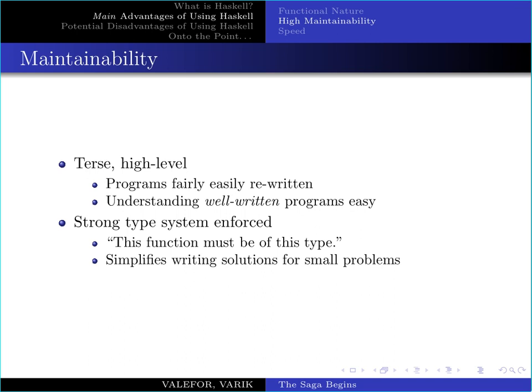But what about the maintainability I mentioned? Haskell is terse and high level. Due to that terseness, programs are often fairly easily rewritten, which is nice when the pre-existing program isn't efficient. Also, I find that understanding well-written Haskell programs is very easy.